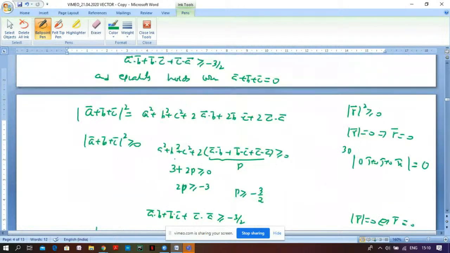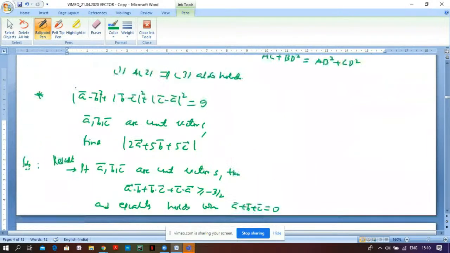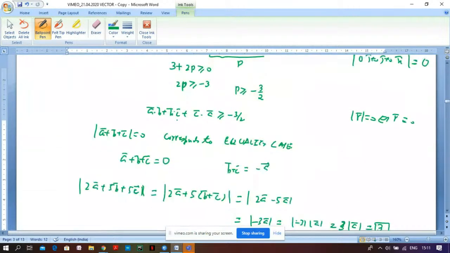So what we did here is that we found out that this result was the same as saying that if they are unit vectors, from this you will get that A plus B plus C equals 0. And the moment we get this as 0, the problem is over.